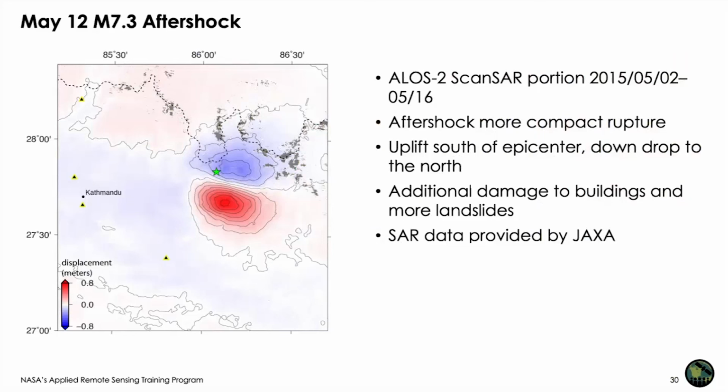This is the interferogram from the 7.3 aftershock. Again, they got another ScanSAR image 14 days later, on the 16th of May, and we were able to make another interferogram. And we can see the same type of pattern with uplift to the south and downdrop to the north, which indicates a buried thrust fault.